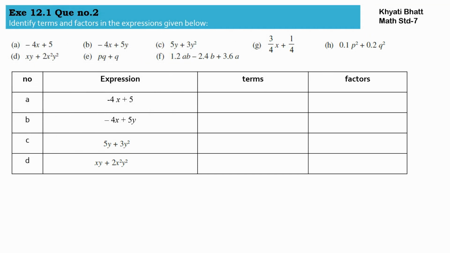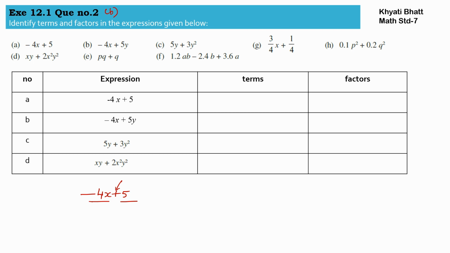Exercise 12.1, question number 2, B. Identify the terms and factors in the expressions given below. So these are the expressions and we have to identify the terms and factors. First of all, this, minus 4x plus 5. This is an algebraic expression. Now how to separate the terms? If they are combined with any addition or subtraction sign, then these are two different terms. So that is how we can separate them.